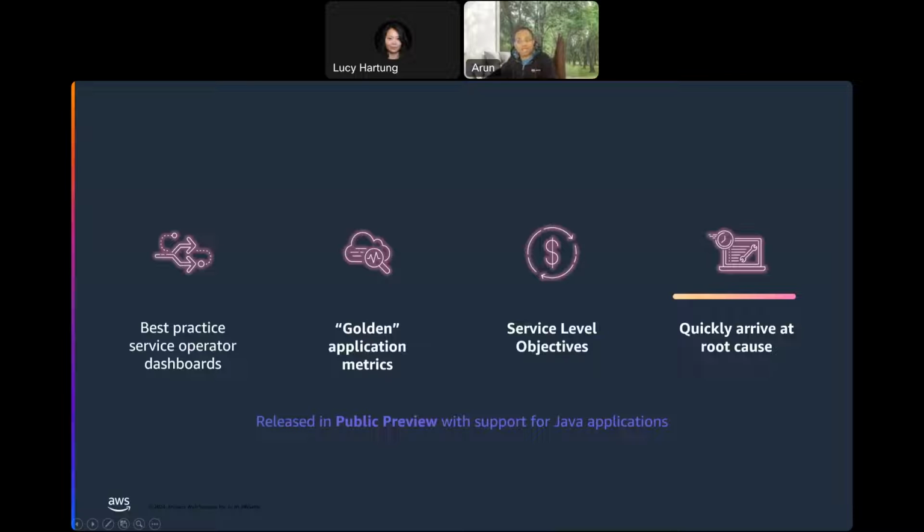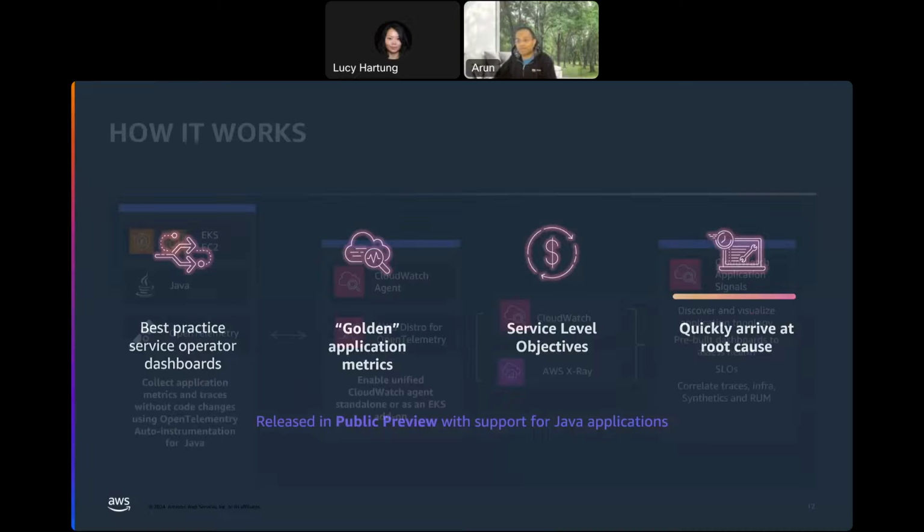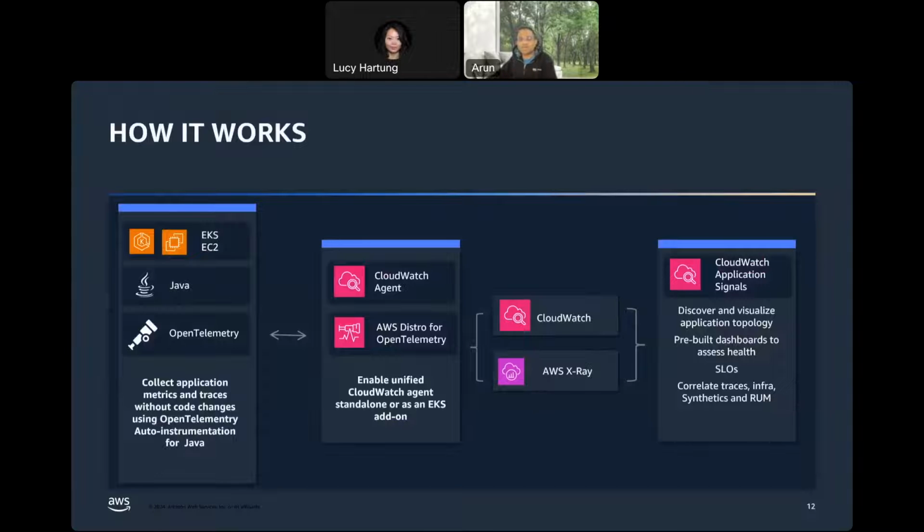Today, application signals, as Lucy was saying, is available in public preview, and it supports applications written in Java, but very soon we'll have several other languages supported. Now let's see how it works. On the left side of your screen, you will see a Java application that is running on EKS or EC2.